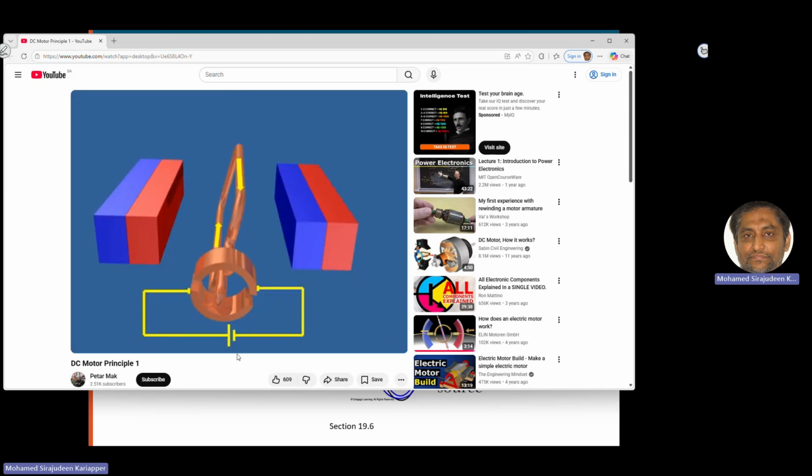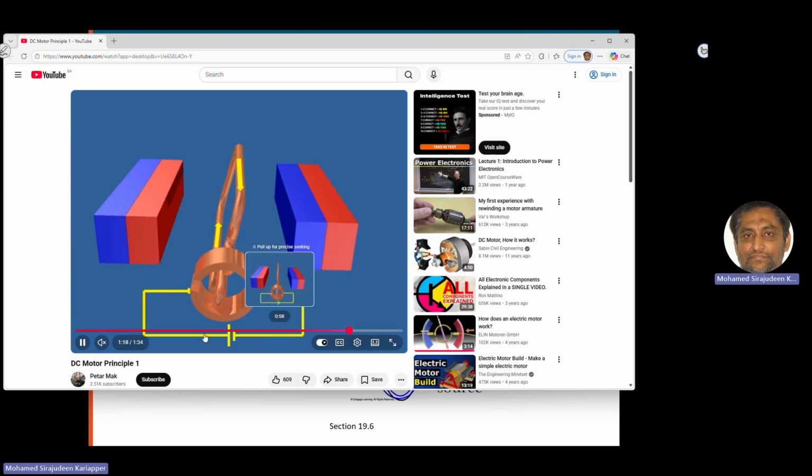That makes the current direction change. If you don't have this mechanism, the current direction will not change. Now, when you make the current direction change, again the torque will be clockwise from your point of view. Making the current direction change will result in the rotation being clockwise. So we will have a continuous rotation of this coil, right?